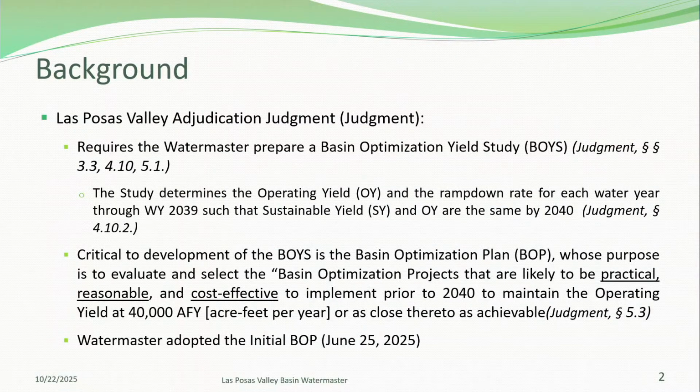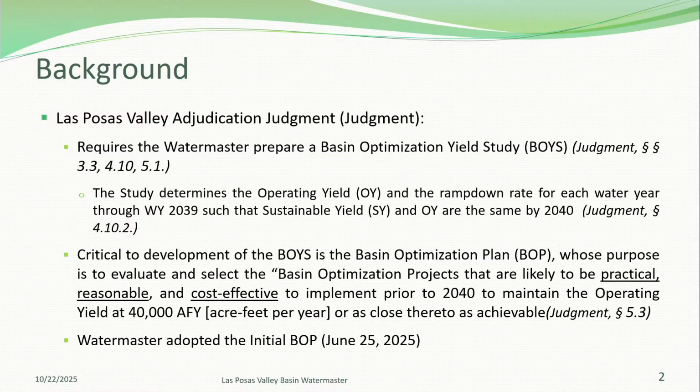As a way of background, I'll just introduce this. The Los Pozos Valley adjudication judgment requires that Water Master prepare a basin optimization yield study. This study determines the operating yield and the ramp down rate for each water year through water year 2039, such that the sustainable yield and the operating yield are the same by 2040.